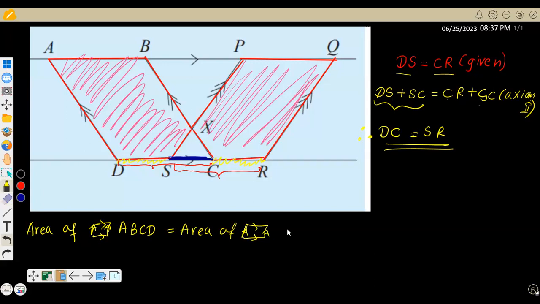PQSR. PQSR. Others, do you agree with that answer? Whether the area of the ABCD parallelogram equals the PQRS parallelogram? Do you agree with me? Yes. But they do not lie on the same base, no.